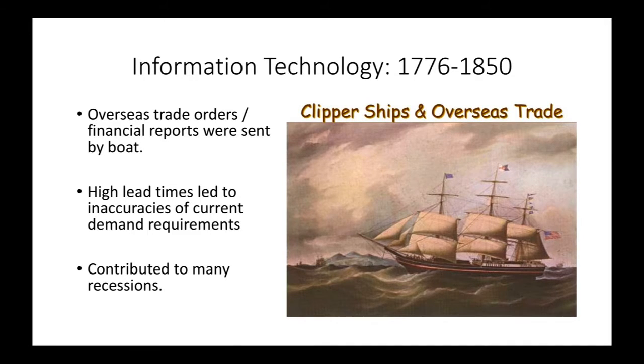This problem with information not getting quickly enough between business parties contributed to a lot of recessions, because demands were either overshot and investors put in too much money, or they didn't account for the influxes that were to happen because of these inaccuracies. This is how the norm was, even as transportation improved to steamboats. The lead times decreased, but there was still no way of avoiding recessions.